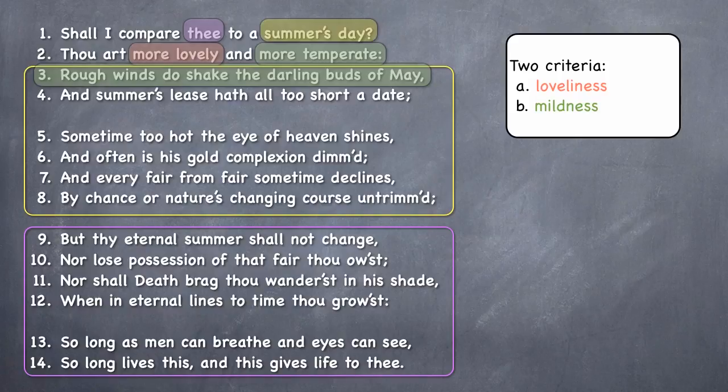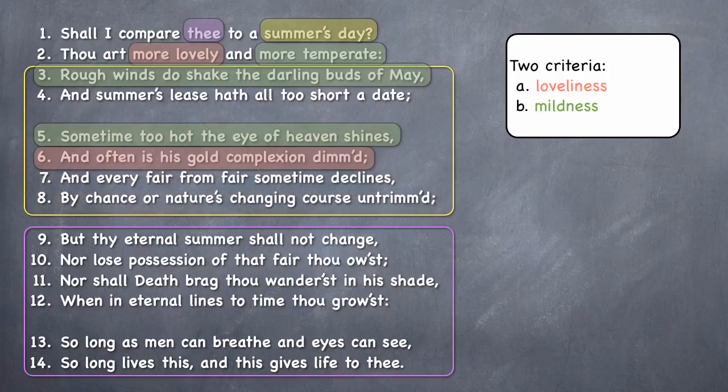We're going to come back to line 4 and some of the other lines. But let's talk about line 5. Sometime too hot the eye of heaven shines. So it's too hot, meaning it's again about mildness. The summer is not mild. So you are milder in comparison to the summer, right? Because again, the summer is too hot. The winds are rough. The sun is too hot. It's not mild at all. Very good. So far we have two examples of mildness, two examples of the second criterion.